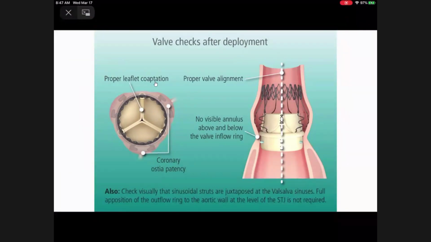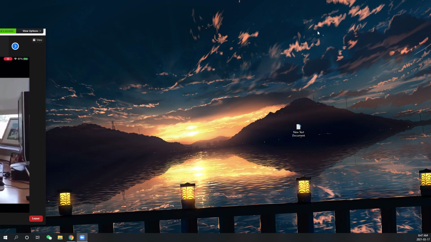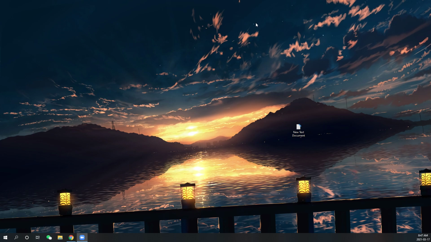Another improvement is that the overall procedure has become so standardized. You know, I have done 300 aortic valve replacements without losing a patient. So it has become quite safe.